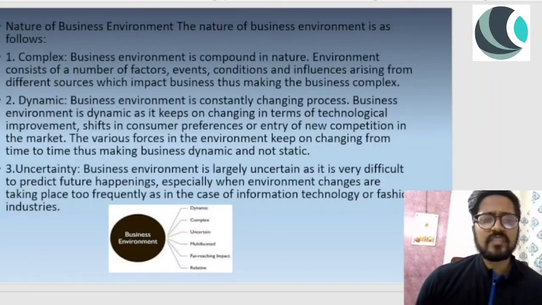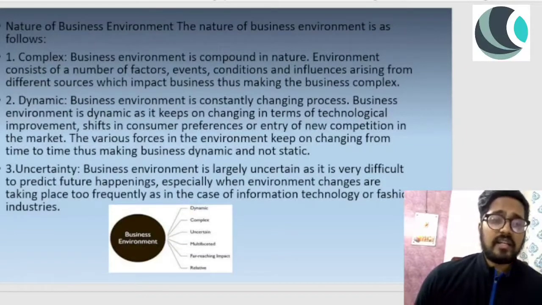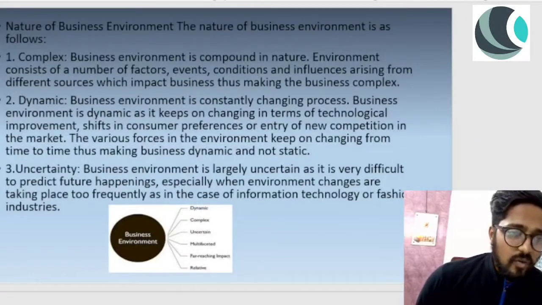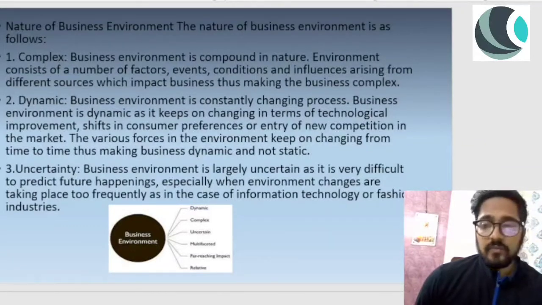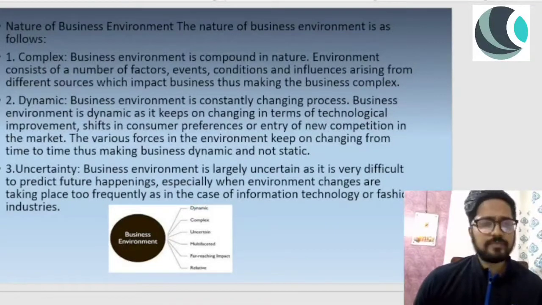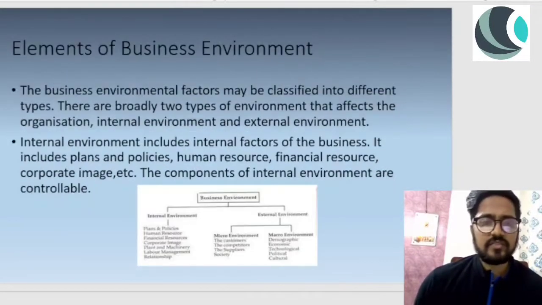So this is the uncertainty part I have made clear with this example as well. There is this diagram telling you all those niches, that it is dynamic, complex, uncertain, and so on. It is mentioned in the business environment part, right? So these are the nature of the business environment.